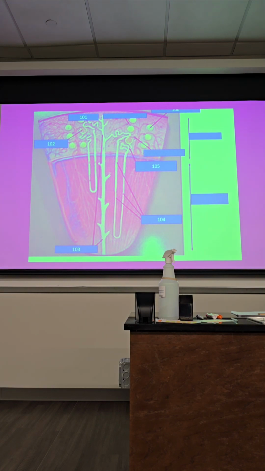Okay. So let's say 101. You see that arrow that's here? What's that arrow pointing to? That black arrow, what does it look like there? Tubular. Distal. The distal convoluted tubule is 101. 102 is what? Proximal.